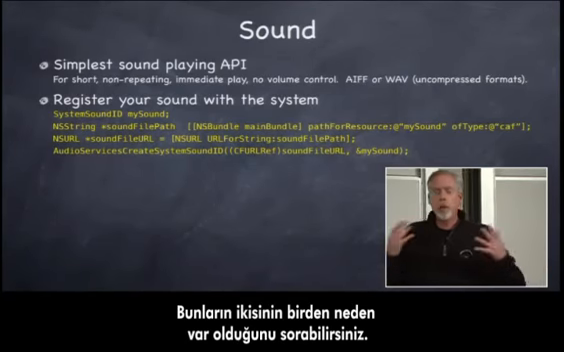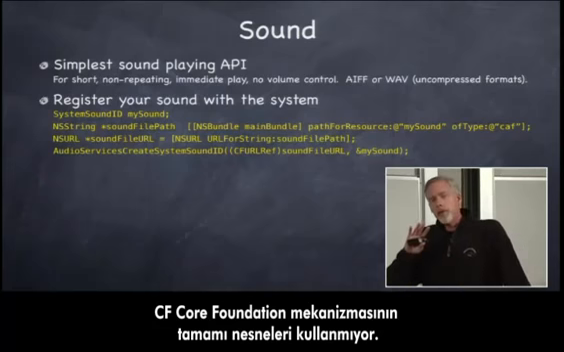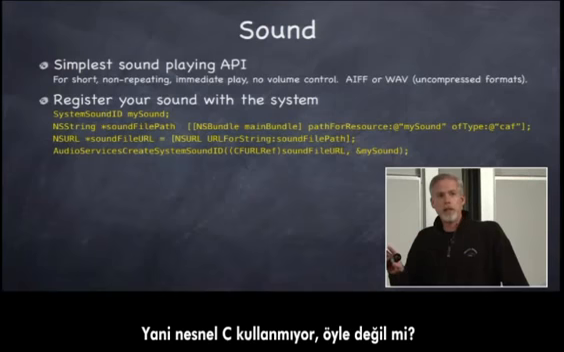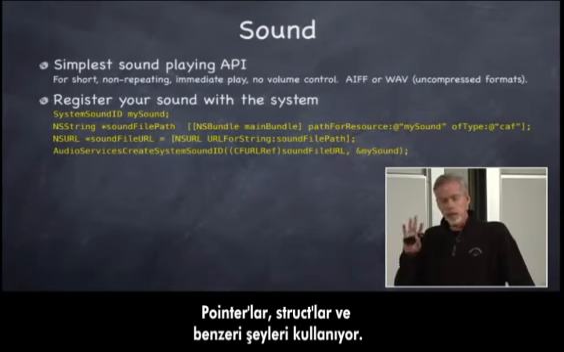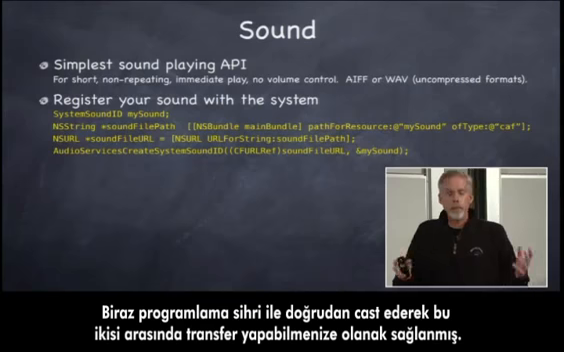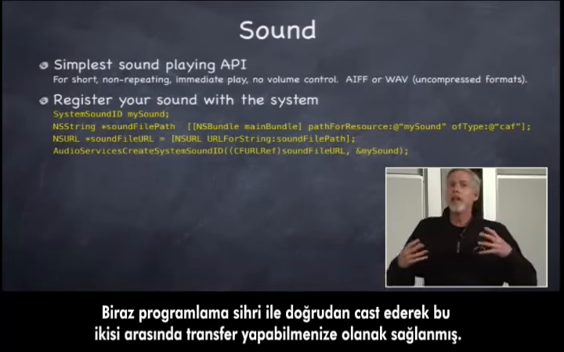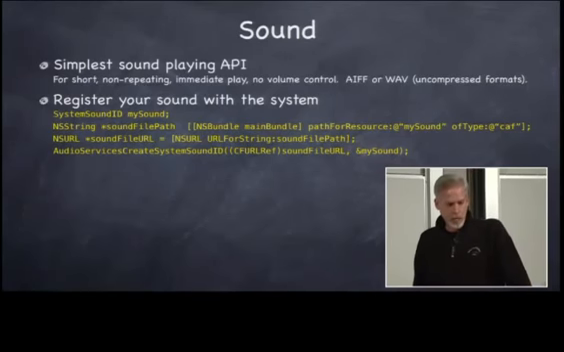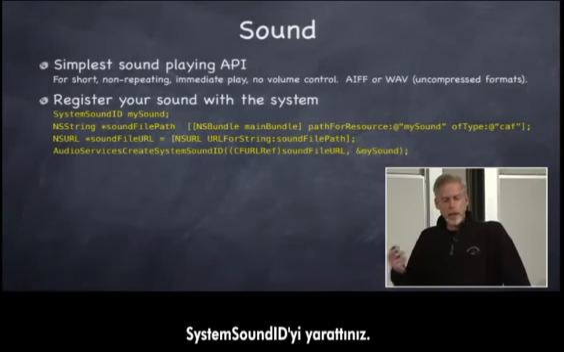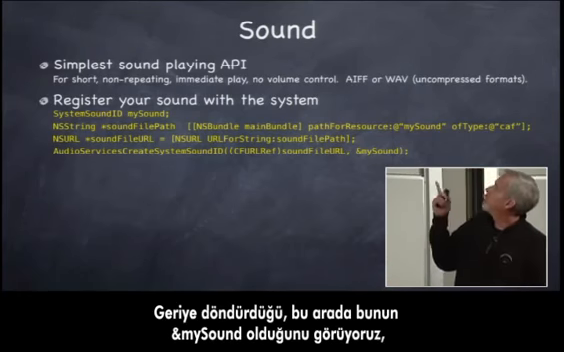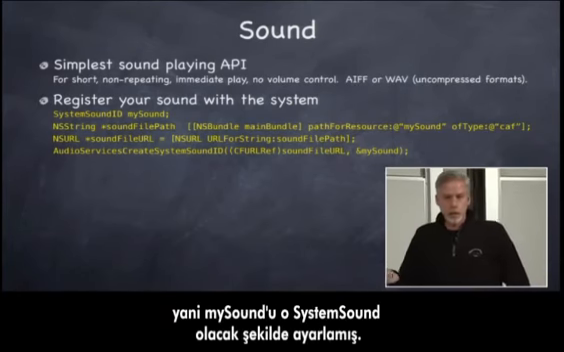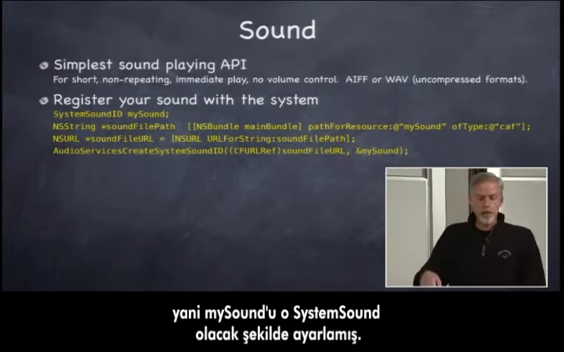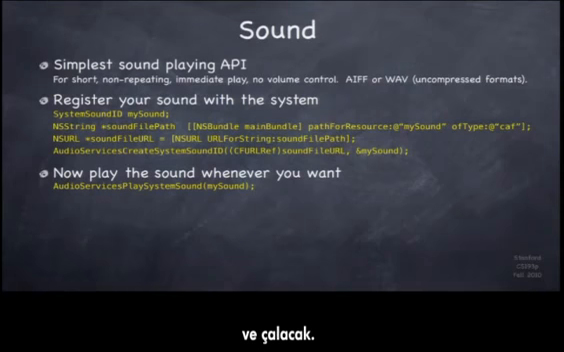You might ask, why do both of these things exist? Well, the whole CF Core Foundation mechanism is not using objects. It's not using Objective-C, right? It's using pointers to structs and things like that. But through the magic of programming, they've made it so that you can just transfer between the two directly by casting. Okay, so now you've created this system sound ID. It's returned it. You see that's ampersand mySound, so it's set mySound to be that system sound. And you can play it by just saying AudioServicesPlaySystemSound, give it mySound, boop, it'll play.